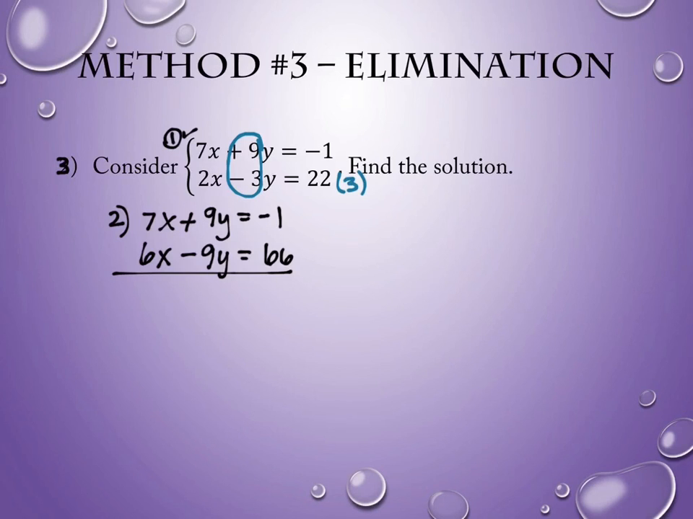That's step 2. Step 3 is to simply add them up column-wise, right? Just like old school addition. Think first, second grade here, right? So 6x and 7x add up to 13x. The 9y and the negative 9y, the whole point is they add to 0, right? So they're gone, they're eliminated. And then negative 1 and 66 would be 65. So this is step 3, to add them together.